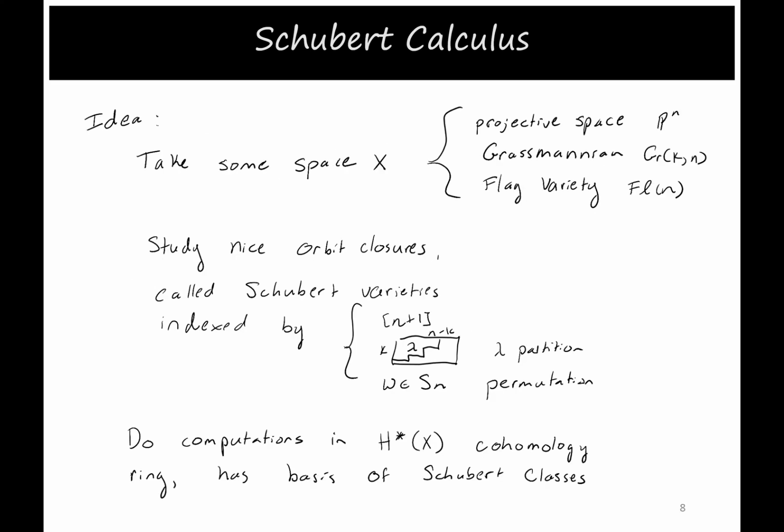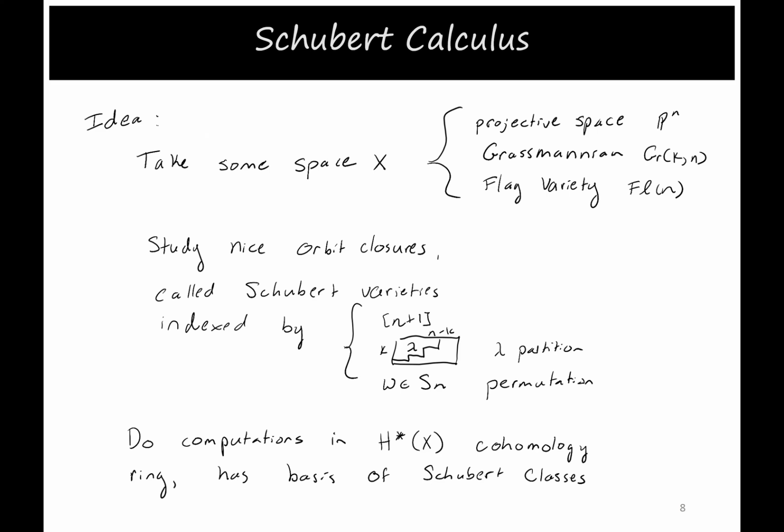So the idea of making it rigorous is often that we take some space. This could be a projective space or a Grassmannian or a flag variety, which is just the set of nested sequences of vector subspaces. So you can take whatever your space is. You can study some nice orbit closures that are called Schubert varieties in that space. For projective space, they're just indexed by numbers. For Grassmannians, they're indexed by partitions. And for the flag variety, they're indexed by permutations.